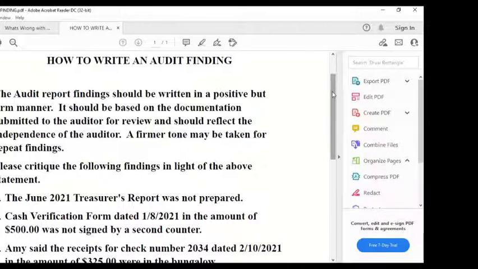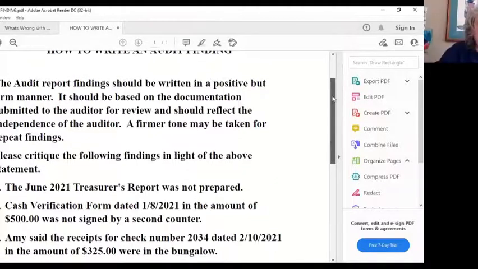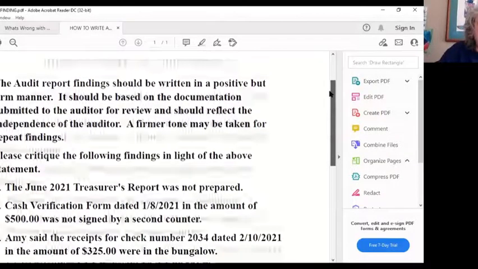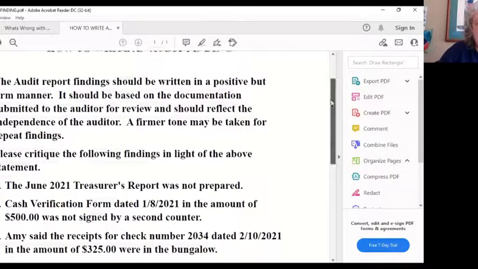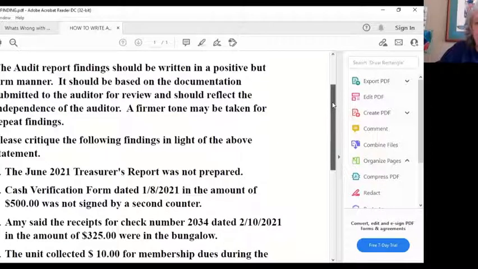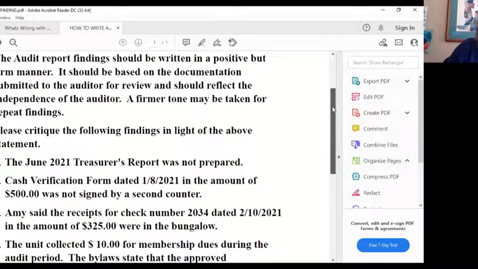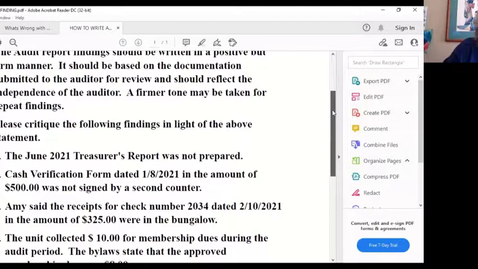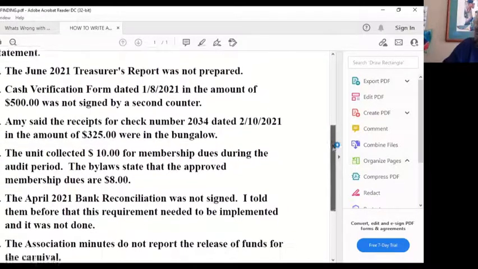Do you want to introduce this, Flora? Okay. The audit report, how to write an audit finding. We're saying the audit findings should be written in a positive but firm manner. You don't want to be mean. It should be based on documentation submitted to the auditor for review and should reflect the independence of the auditor. A firmer tone may be taken for repeat findings. Please critique the following findings in light of the above statement.